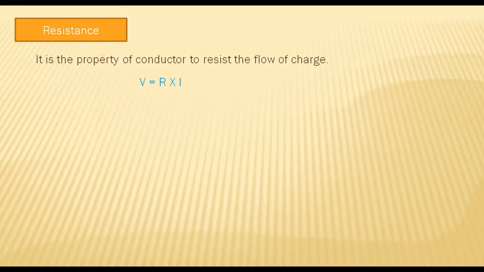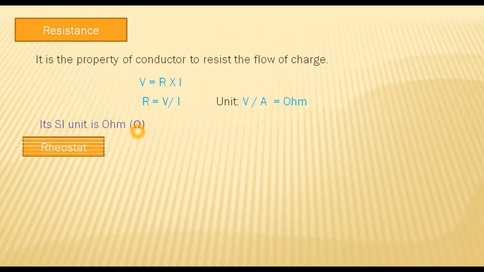Okay, and numerically, if we see the value of resistance, see, this is Ohm's law: V is equal to R into I. If we transpose I here, we get V by I is equal to R. That is, resistance is nothing but the ratio of potential difference and current. Let's look at the units of resistance. The unit of potential difference is volt, represented by V, and the unit of current is ampere, A. And volt per ampere is equal to ohm. And ohm is the SI unit of resistance, and this is the symbol for ohm.